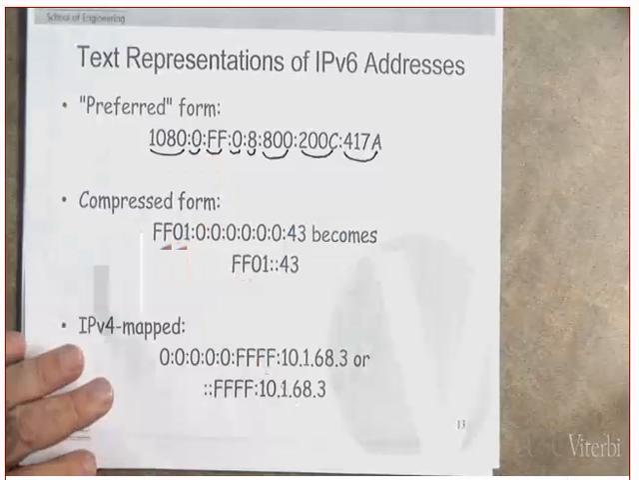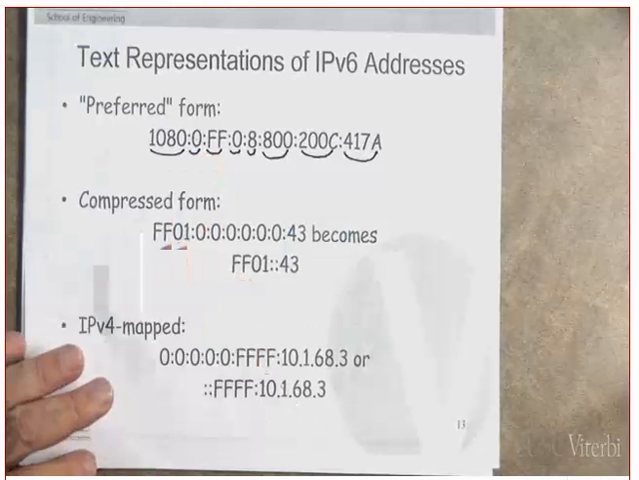Global unicast addressing always starts with a 2. When I say it always starts with a 2, what is the first hexadecimal digit? A 2. What does it mean? In hexadecimal, a 2 is represented by 0010.